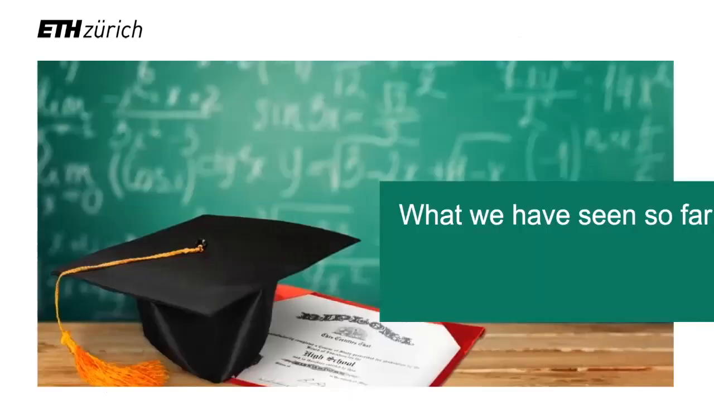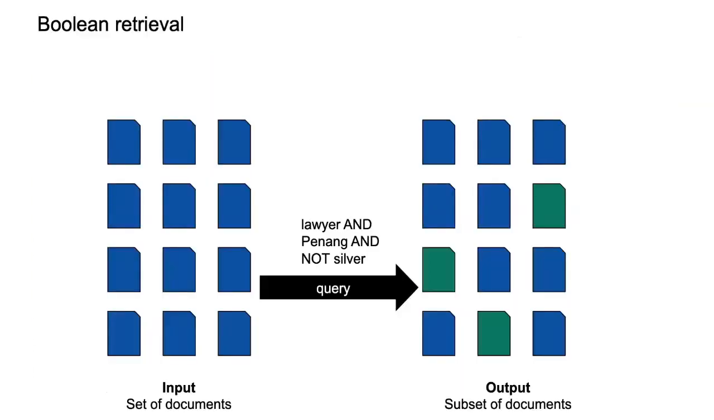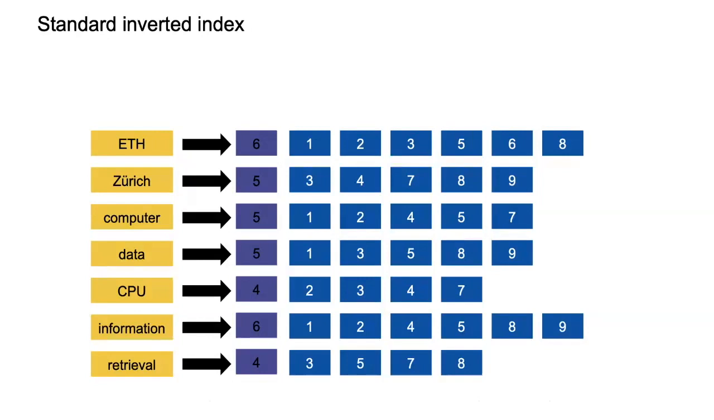So what have we seen so far? A quick recap: previously in information retrieval, we have looked at Boolean retrieval, which is a first naive system that takes documents and a query with AND or NOT, and then you return a subset of the documents, unranked, no sorting at all, it's just a subset.